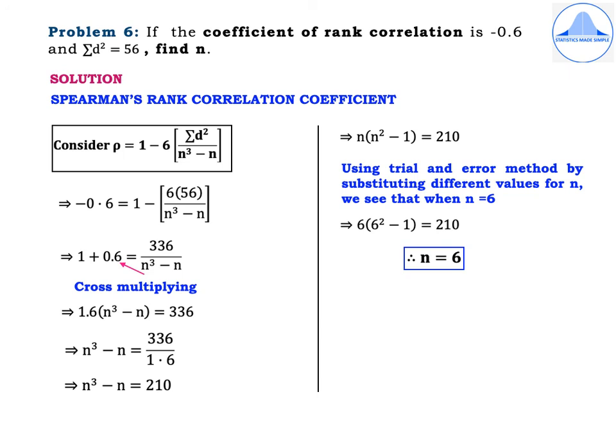Now, n cubed minus n can be written as n into n squared minus 1, which is equal to 210. So, using the trial and error method by substituting different values for n, we'll see that when n is equal to 6, we get 6 into 6 square minus 1 is equal to 210. Therefore, the value of n should be equal to 6.